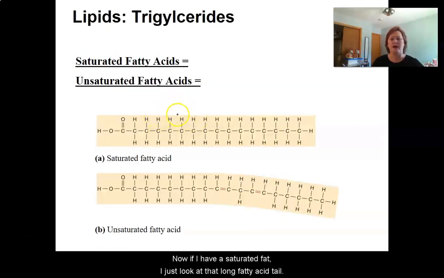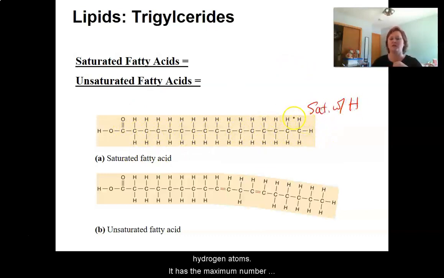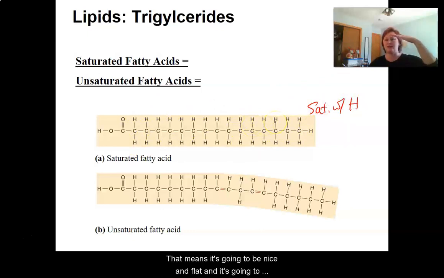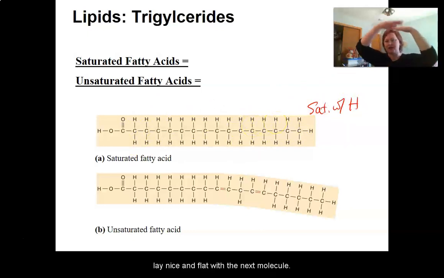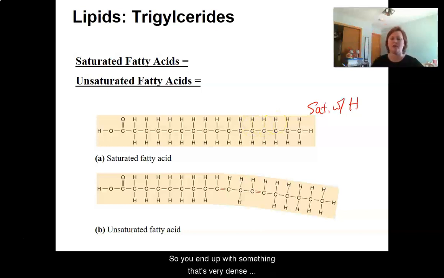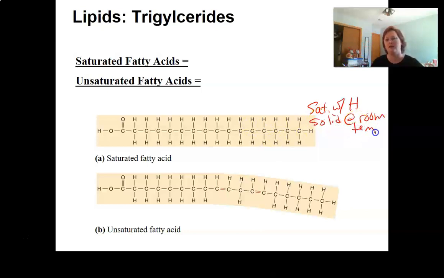Now if I have a saturated fat, if I just look at that long fatty acid tail, it's just this long chain of carbons, all with single bonds between them. So when we say that it's saturated, it is saturated with hydrogen atoms. It has a maximum number of hydrogen atoms that it could hold. That means it's going to be nice and flat, and it's going to lay nice and flat with the next molecule. So you end up with something that's very dense at room temperature. So this is a solid at room temp. So these would be things like butter or lard, animal fat.